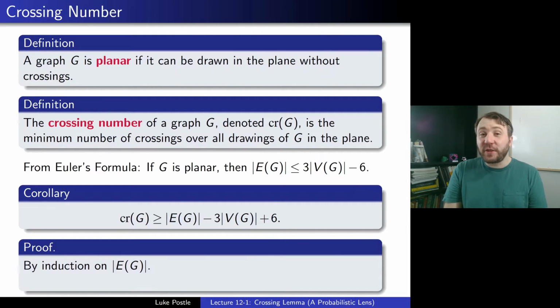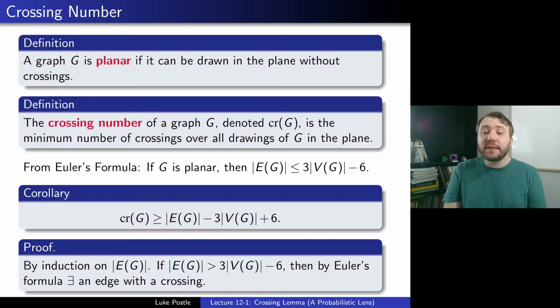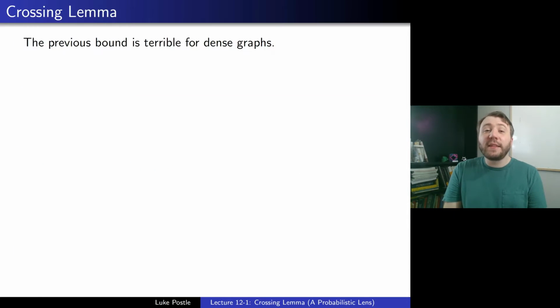So what is the proof? Well, it's by induction on the number of edges. Namely, we could assume that the number of edges is strictly greater than 3v minus 6, and then by Euler's formula there would exist an edge with a crossing. And then we would delete it and apply induction, and this would give you the desired result. So essentially this corollary says that for every edge above this Euler's formula limit, there must be at least one additional crossing. So that's a rather trivial lower bound, but the previous bound is actually terrible for dense graphs.